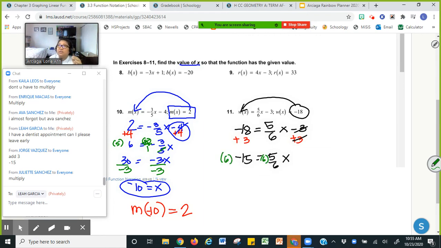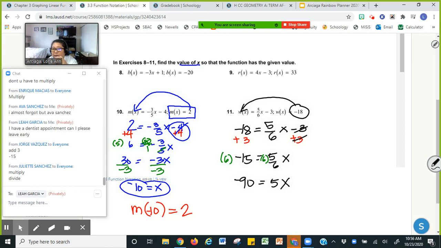Okay. What's negative 15 times 6? Is it 90? Yeah? Okay. So this will become negative 90. Correct me if I multiplied wrong. Okay, then 5x. Awesome. All right. Now what do we do with the 5? Divide. Very good, Juliet. So let's divide both sides by 5. Okay, so the x is equal to, what's negative 90 divided by 5? That's negative 18? Am I right?